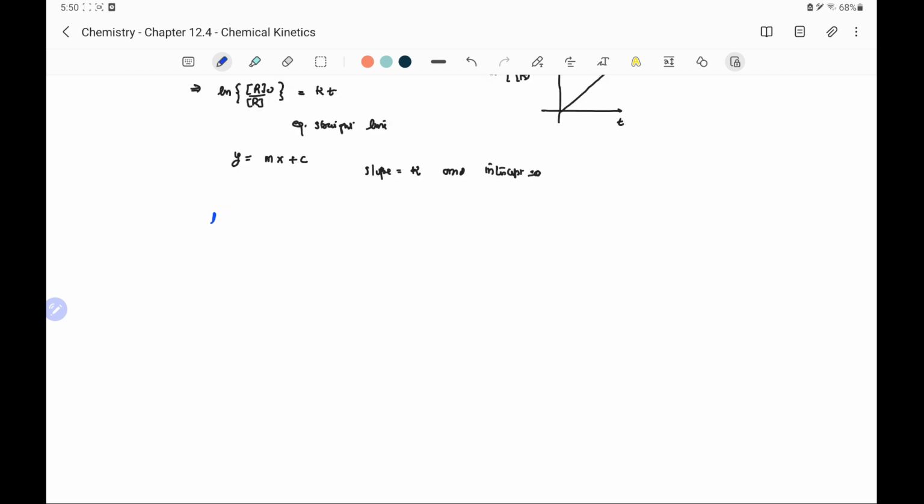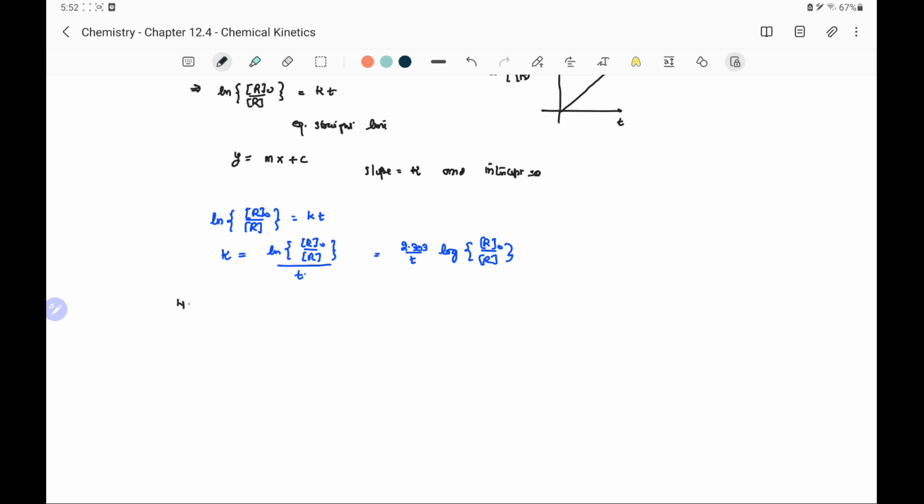Further manipulating the above equation, that is ln R0 by R equal to kt, we can find the rate constant k, which is equal to ln R0 by R divided by time. And converting the base of the log from e to 10, this will become 2.303 by t log R0 by R.